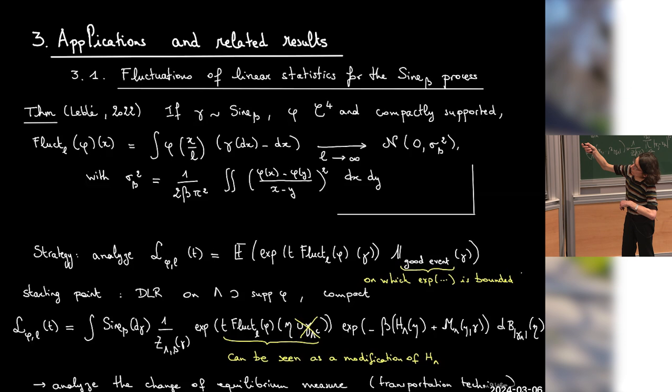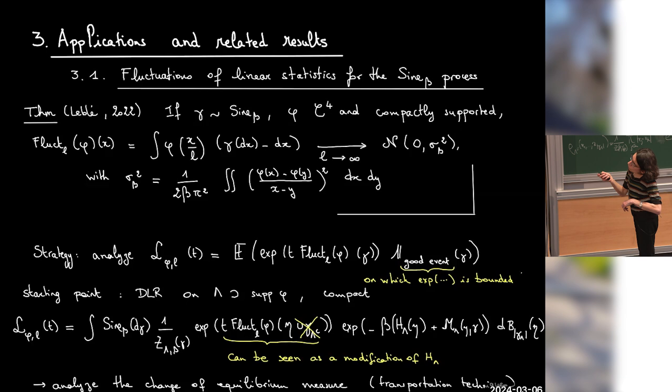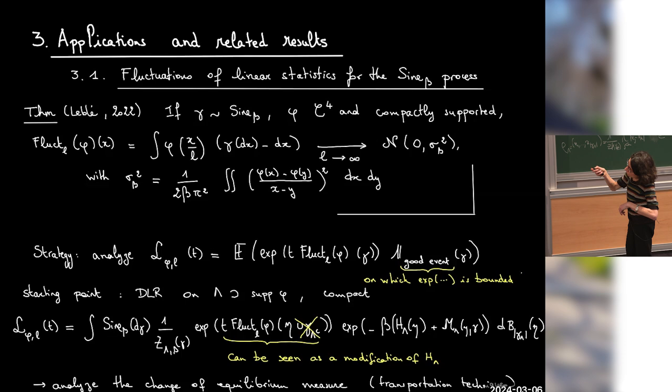So Thomas got a result which is very typical in random matrix theory. In the limit, we have asymptotic normality, and the variance involves the H1 half norm of the test function, and this appeared already in many results in random matrix theory in this context. Okay, and what I wanted to emphasize, I won't insist because time is going fast, is that the starting point of the technique is the DLR equation.